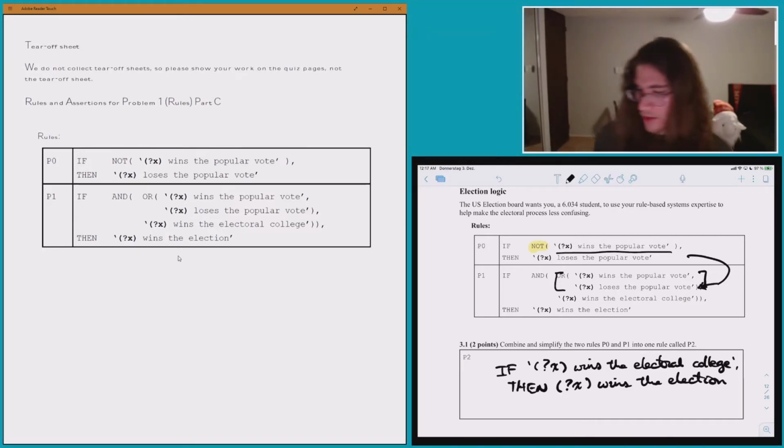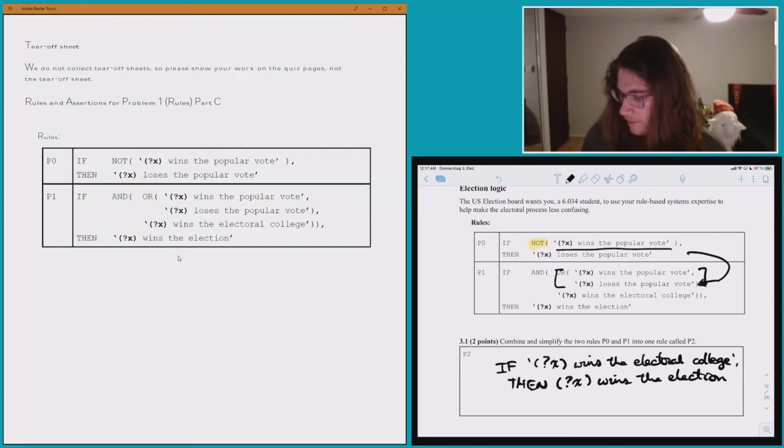And in reality, logically, that is what P1 is saying. X can win the popular vote or lose the popular vote. It doesn't seem to matter as long as that pattern is in the list of assertions. The important one is: X wins the electoral college, then X wins the election.